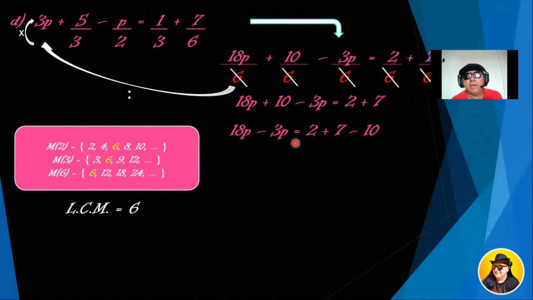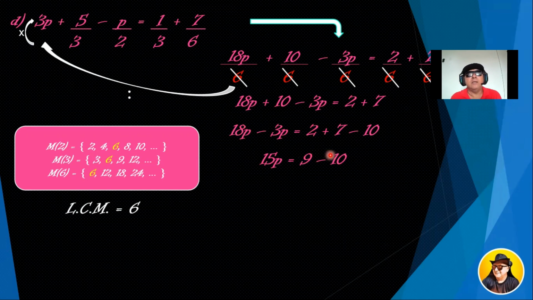18p minus 3p is 2 plus 7 minus 10 because it was plus 10. Now it is minus 10. Okay, let's operate. 18p minus 3p is 15p. And now 2 plus 7 is 9. Let's operate. Now I have 15p is 9 minus 10. Well, 9 minus 10 is minus 1.